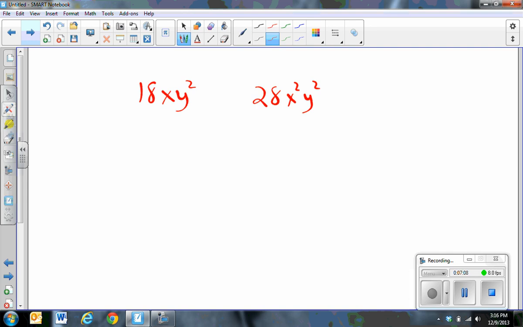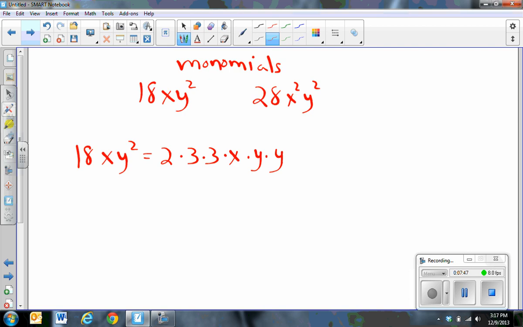Okay? So 18, let's see if we can do it this way. I know 18 is 2 times 9, and I know 9 is 3 times 3. So I'm going to write 18 as 2 times 3 times 3, and then times x times y times y. So I'm taking my monomial. It's called a monomial because it's one term, and it's made up of more than just numbers. It has a variable part too. So we're comparing monomials. I think that's a new word for you.